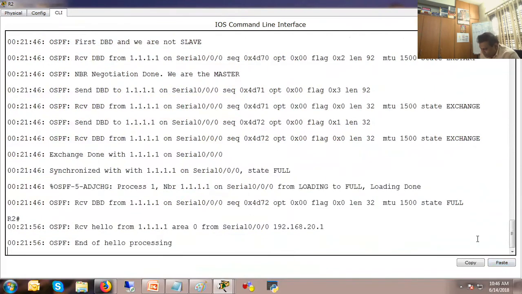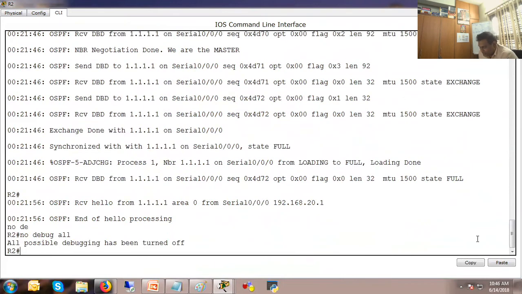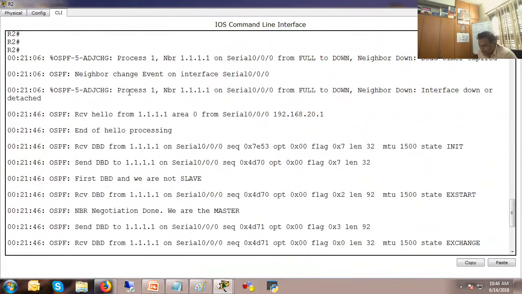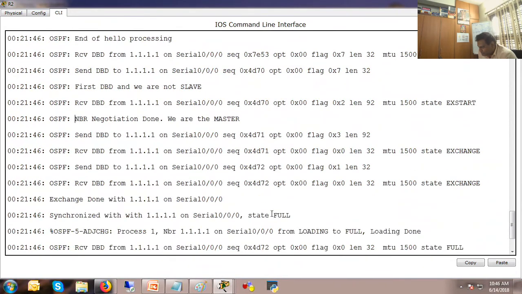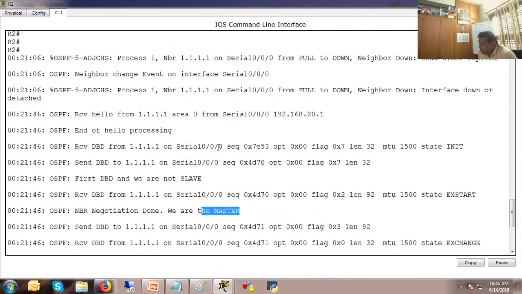Stop this. How to stop that? No debug on. I stop. Now, see, first it sends and receives hello, then DBD, then DBD sent, then the state went to full. See that: exchange, exstart, init, master, slave. So many things are happening. This is called the OSPF finite state machine.